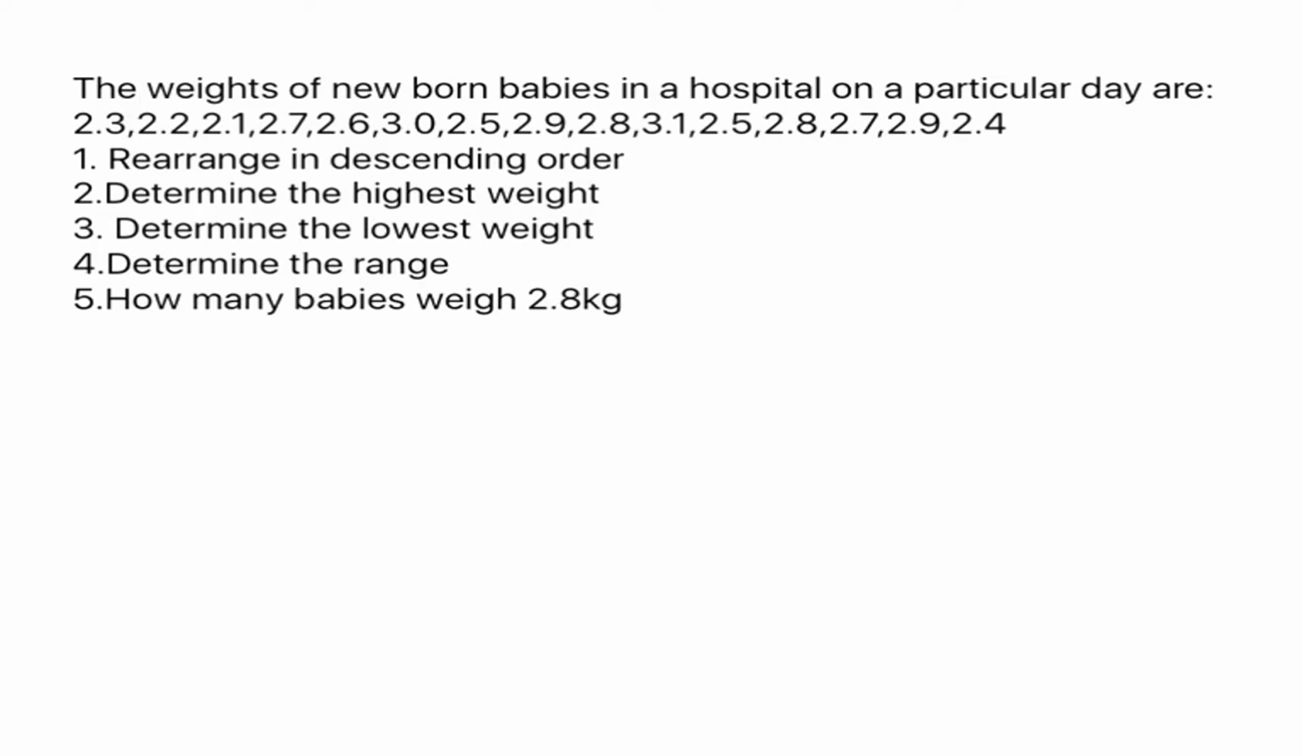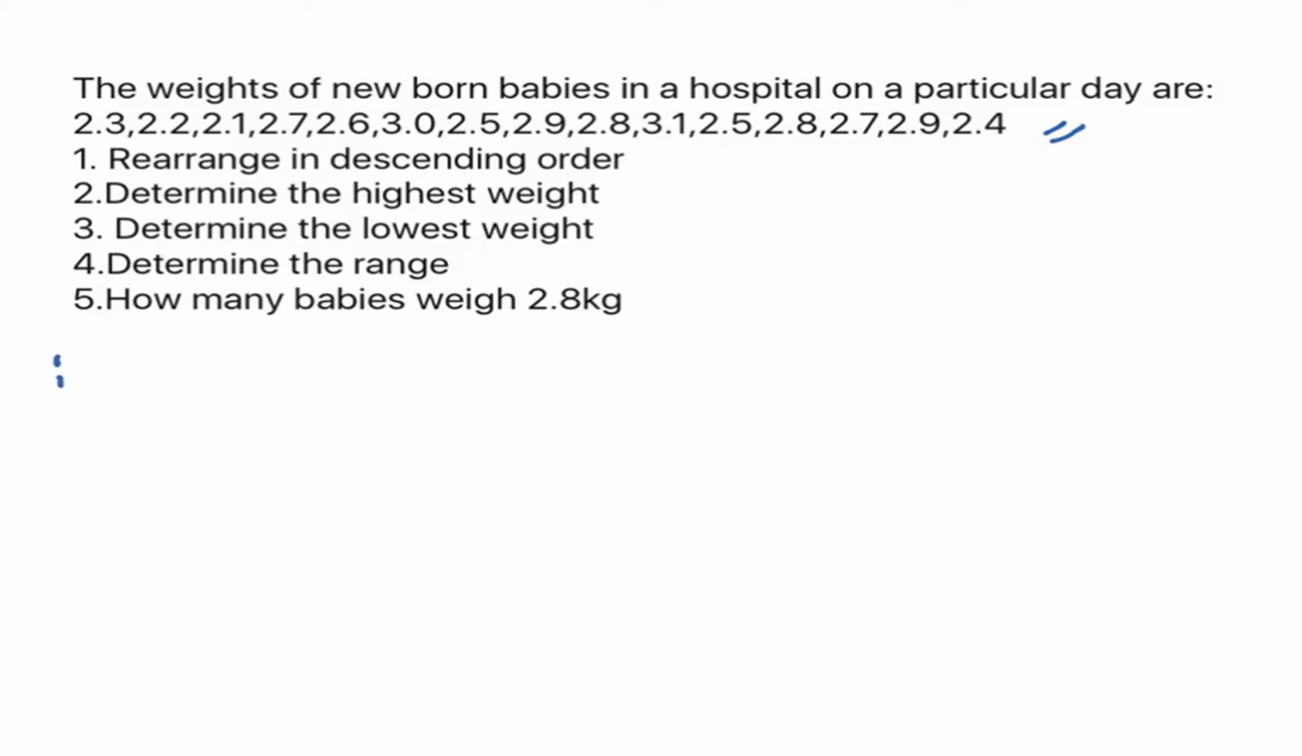Next we have a question on the weight of newborn babies in a hospital in tabular form. We have 5 parts in that question. We have to arrange the weights of the babies in descending order. Then we have to find the highest weight and lowest weight. We have to find the range, and we have to find how many babies weigh 2.8 kg. So let's start with the first one.